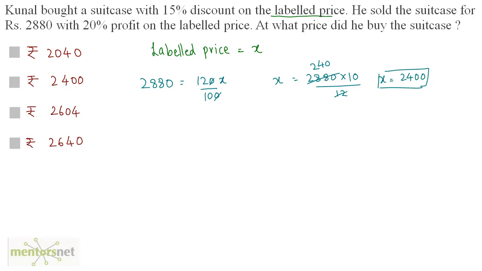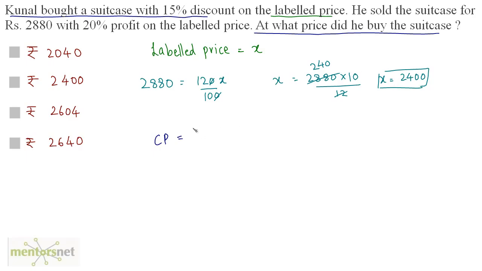Now what is asked in the question? At what price did he buy the suitcase? So we want the price at which Kunal bought this suitcase. He bought this suitcase with a discount on this label price, and this discount was 15%. So the cost price, we could say, is equal to this label price decreased by 15%.